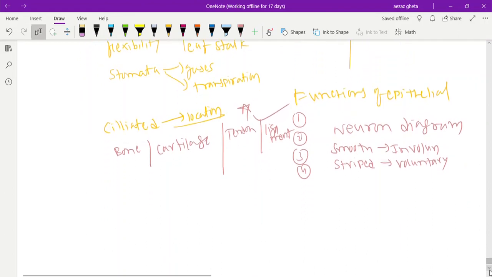So they can ask the difference between these muscles also. And the rest, like you know, the neuron diagram. Peristaltic movement, remember, is due to the smooth muscles. Peristaltic movement is due to which muscles? Smooth muscles. So I don't think anything other than that is possible in that.